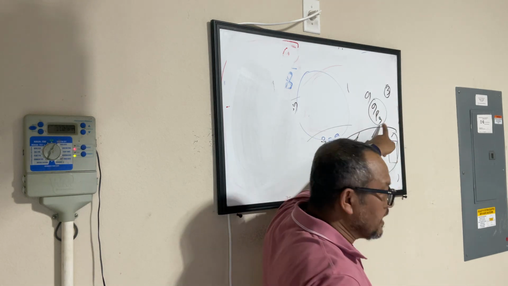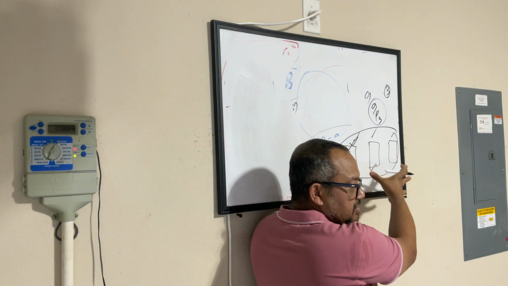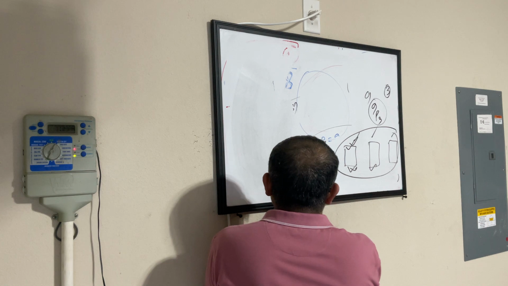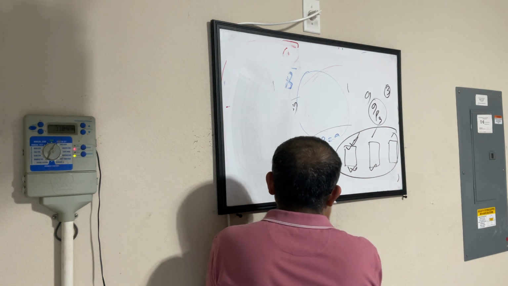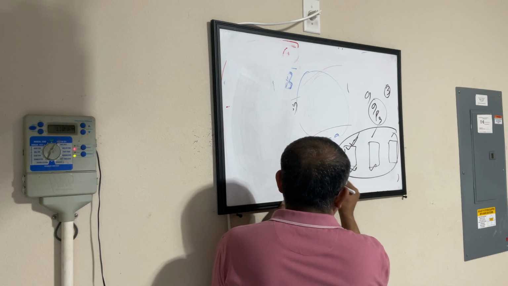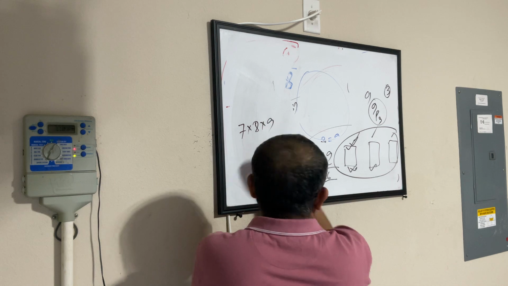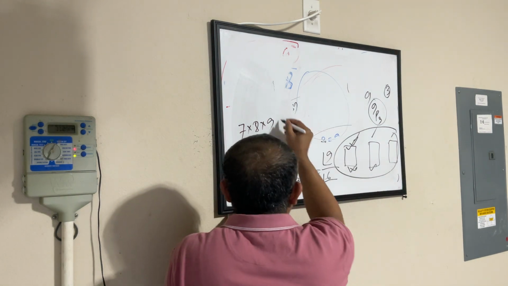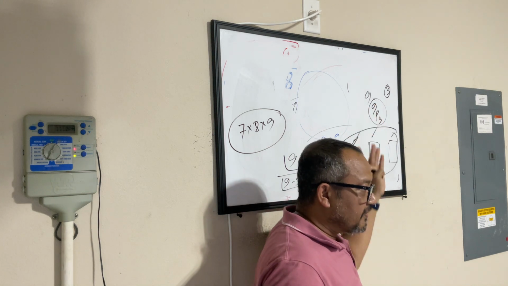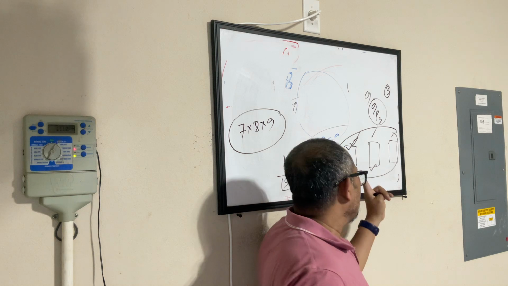So the total number of ways in which I can select 3 people from 9 members in the board is going to be 9P3, which is 9 factorial divided by (9 minus 3) factorial, which is 9 factorial by 6 factorial. That means 7 into 8 into 9. This is the total number of ways in which we can pick 3 people from the group of 9, with order being important.